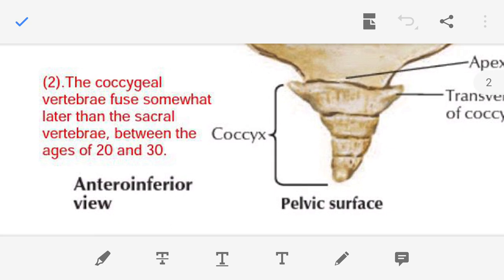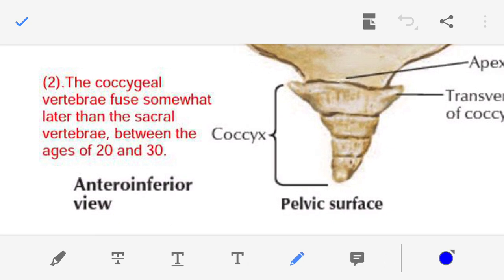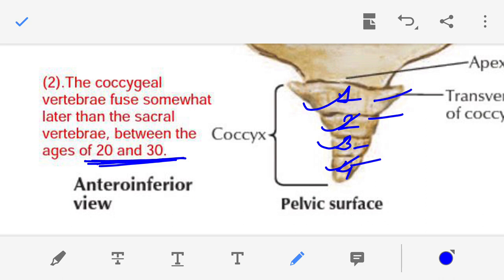Now the fusion: at what age does the fusion occur? For example, this is one, this one is the two, this is the third, and this one is the fourth coccygeal vertebra. Now in the previous lecture on the sacrum, we learned that the five sacral vertebra, S1, S2, S3, S4 and S5, start to fuse with each other at the age of 16 to 18 years. But here, these four coccygeal vertebra fuse together at the age of 20 to 30 years. So between 20 and 30 years, these four coccygeal vertebra fuse together.